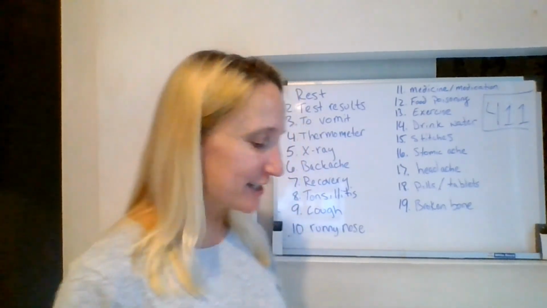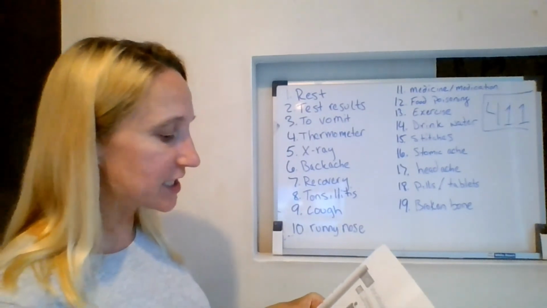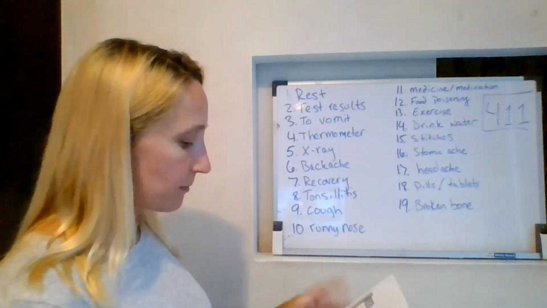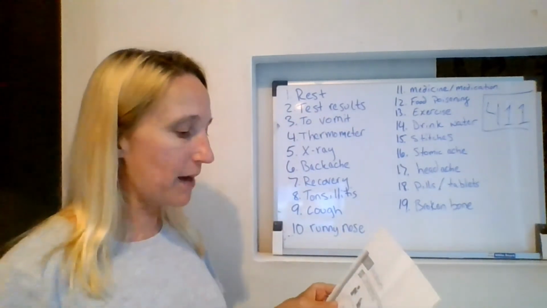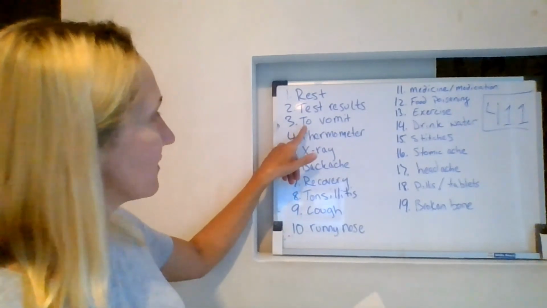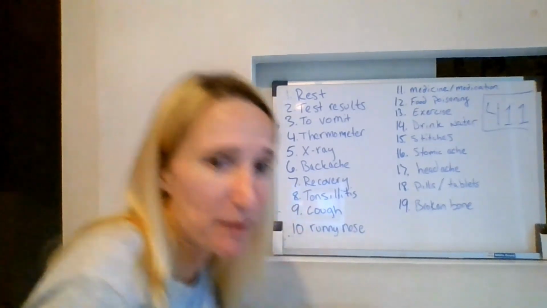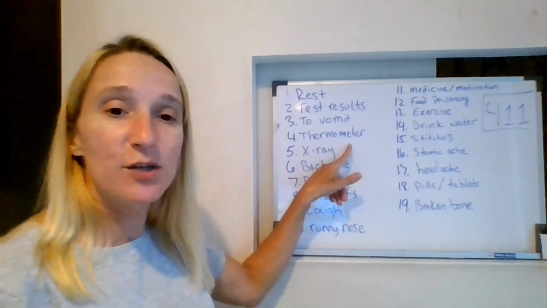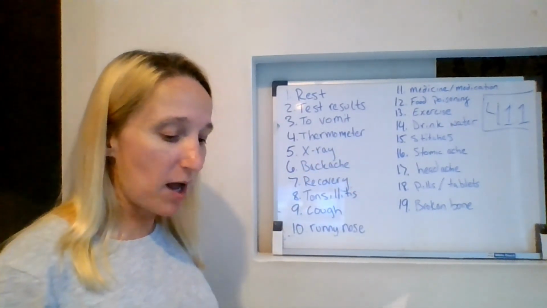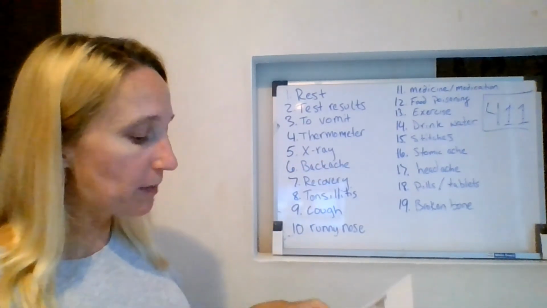All right, let's just get right down to it, okay? Let's go right to the answers. Number 1, rest. There's a man sitting in a chair. He is resting. Number 2, test results. There's a graph. There's a piece of paper. Number 3, to vomit. Well, I think that's pretty self-explanatory. Guy with a bucket. Yes. Number 4, thermometer. It tells you what your temperature is. Okay, a thermometer. Number 5, x-ray. And it shows you where your bones are.